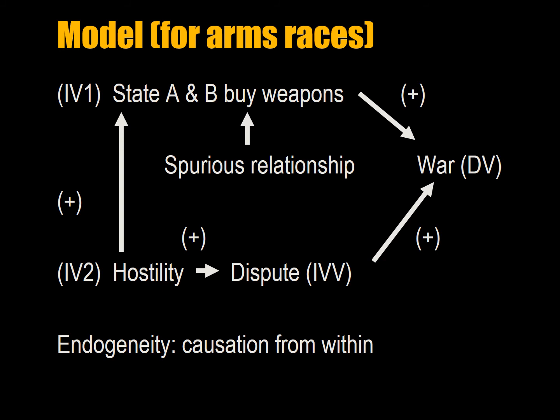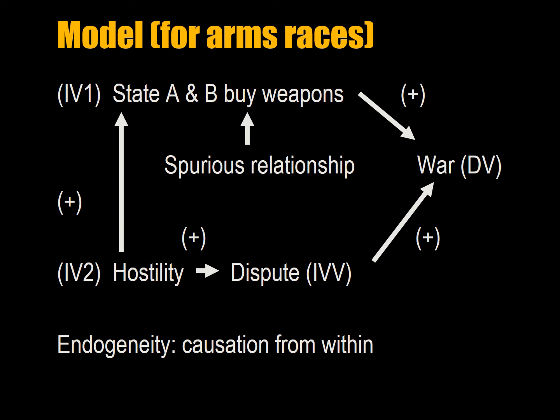They're an intervening variable. So the terms we use here are that the purchase of weapons by state A and B is a spurious relationship, meaning it's not a real relationship. The real relationship is hostility to war, with state A and B buying weapons as their intervening variable. So here we have what would be called the endogeneity problem. The endogeneity problem is when we have a cause that's embedded within the case, and it's not always easy to see. Here, the true source of the conflict, the true intervening variable, is hostility. It's not state A and B buying weapons, right?